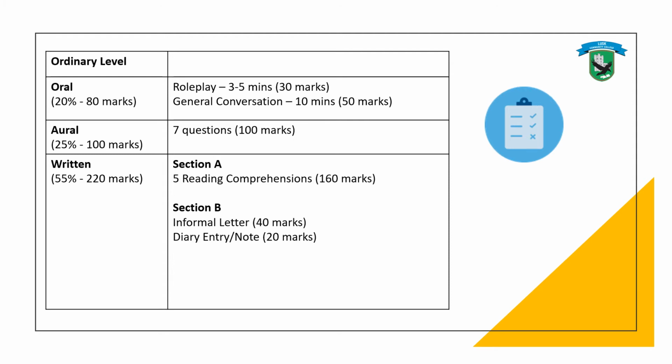The ordinary level paper is slightly different to higher level. The oral exam, once again, is on the role plays, same as higher level, 5 role plays, and the students must complete 1 on the day and must complete a general conversation also. The listening exam is 25% and also includes 7 questions. And finally, the written exam is 55% with 220 marks in total, and there are 2 sections to this written paper. Section A has 5 reading comprehensions, and in Section B, the students must complete an informal letter and a diary entry or note.